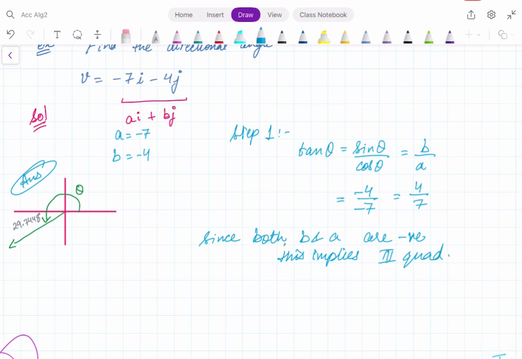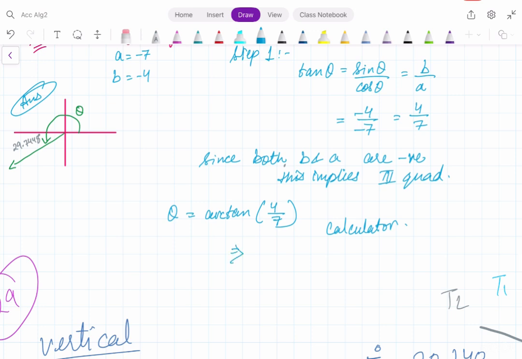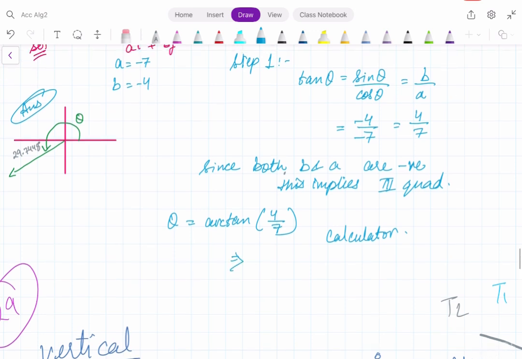Now how to calculate the theta? We can take inverse. If I take inverse, the answer is already given on the left hand side, but how to compute that answer? So can I take arc tangent? Arc tangent of 4 over 7 will give you theta. If you use a calculator, your answer will be theta equals 29.748 degrees.